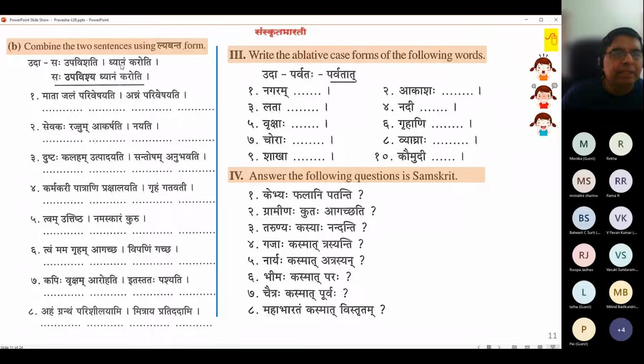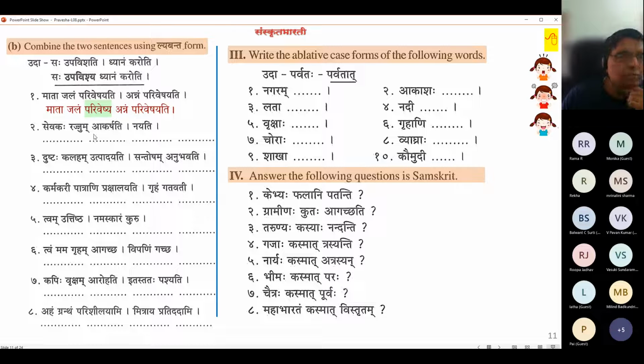Saha upavishati dhyanam karoti. Saha upavishya dhyanam karoti. Having sat down, he does the dhyana. Okay. Mata jalam pariveshayati. Annam pariveshayati. Pariveshya. Pariveshya annam pariveshayati. Like Bhagini did, we can just go shortcut. We can just answer the Lyabanta. So Mata jalam pariveshya annam pariveshayati. So same dhatu is appearing twice. Having served the water, she serves the rice or food. Anna is sometimes generic for food also.